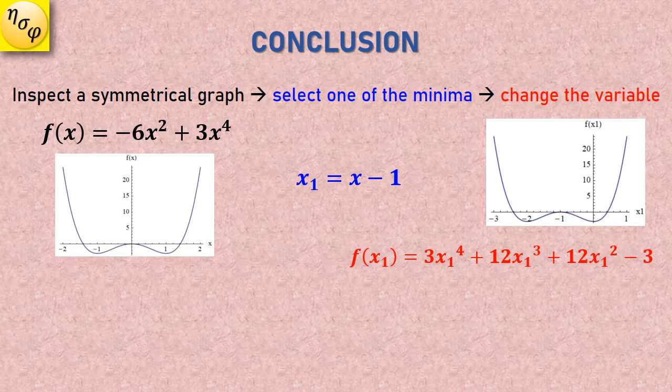Additionally, the coefficient of x squared or x1 squared has flipped from negative to positive. In physics, it is said that the system has acquired mass. It means that the system was massless but now massive.